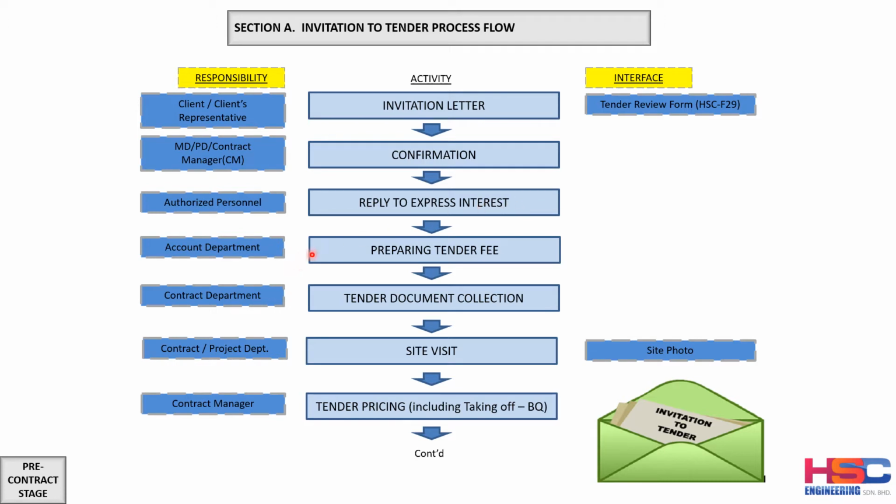From there, the account department will start preparing the tender fee to submit to the client. Once the tender fee has been submitted, the contract department will arrange to collect the tender document from the client office. Then the client will inform the contract department when the site visit is, and the person in charge from the project department or the contract department will go to the site visit and take the site photos.